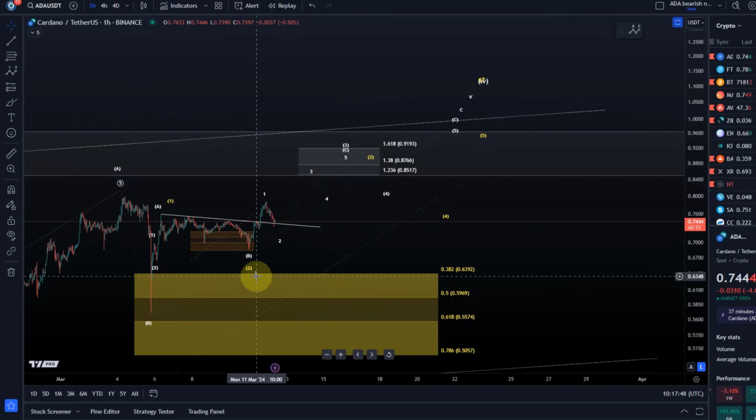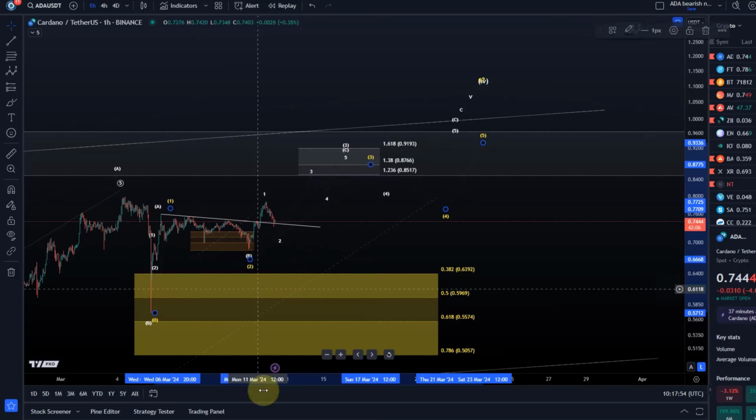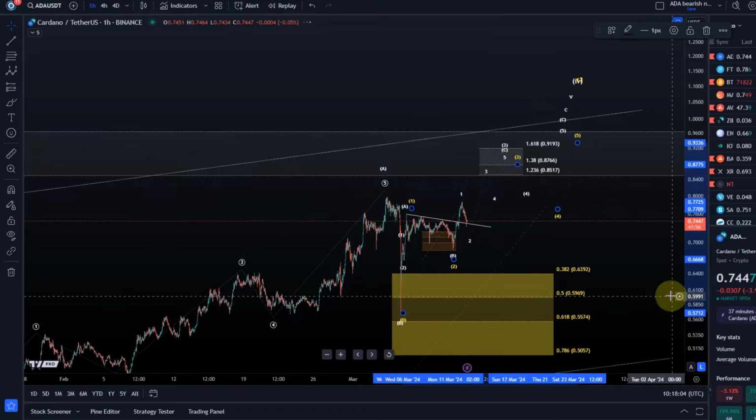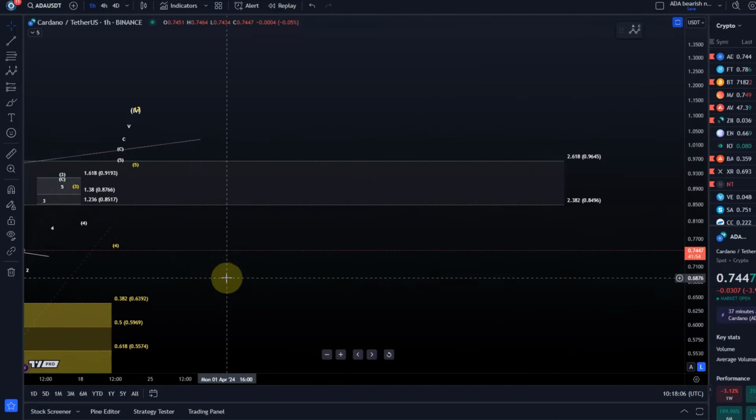So that means we still have to be very much aware that there could be changes in the wave structure. But overall, as long as we're holding the 50-cent level, I know it's far away, overall upside to get to that 85 to 96 cent range is expected.